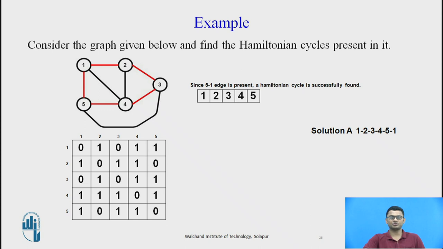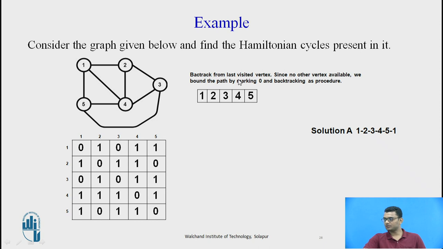So this is a valid solution that we have found. We are going to find some more solutions to this same graph. Since we cannot go ahead, as I cannot write 6 because there are only 5 nodes, we backtrack from the last visited vertex, and since no other vertex is available, we bound the path by marking 0 and backtrack from the previous vertex. So I write 0, and now I will backtrack 4 to see for further available solutions for the same graph. The next vertex from 3, instead of 4, is 5. So I will write 5 here, since there is a valid edge from 3 to 5.